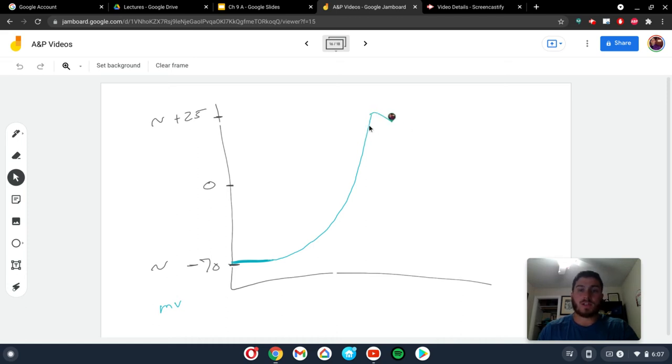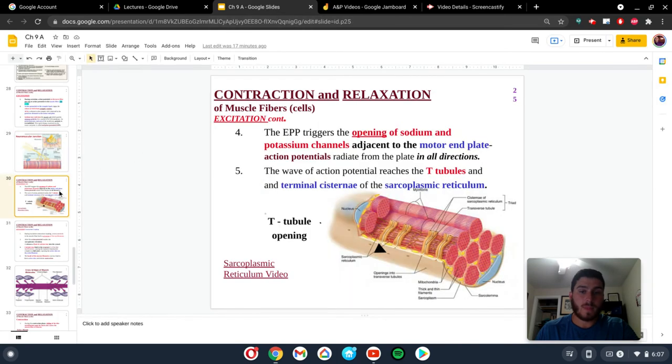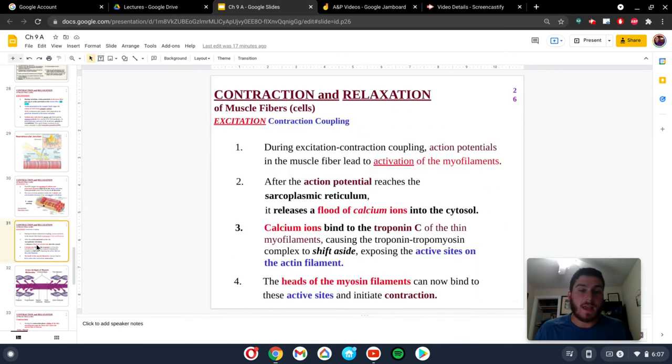Once it becomes positive, it's going to finish the action potential, right? So now the action potential can happen. So once this section up here occurs, once you get that positive, you're going to have the action potential occur. This action potential is going to then move through the cell, reach out to many parts of the cell, and allow for calcium to be released into the cytosol. So now we're going to talk about calcium, and this is really important for muscle contraction.